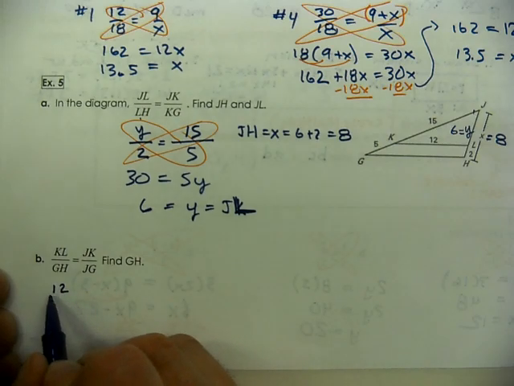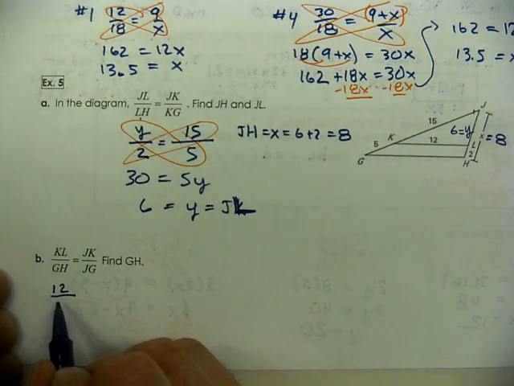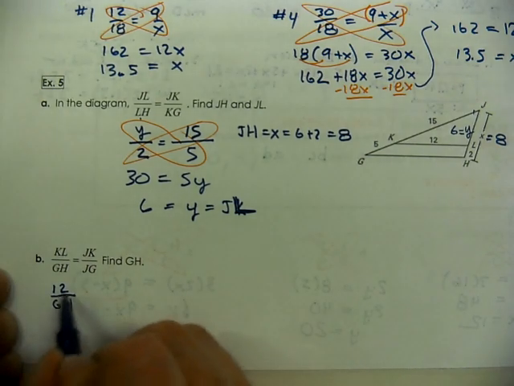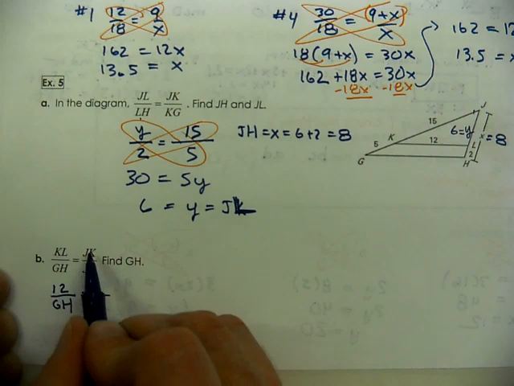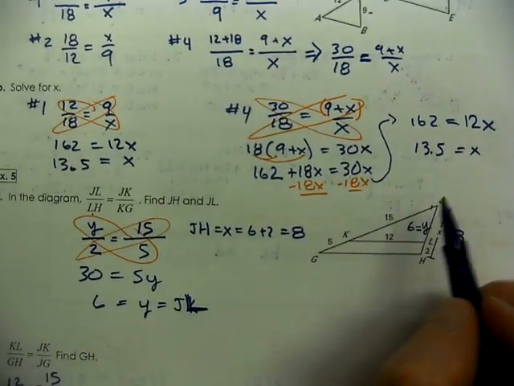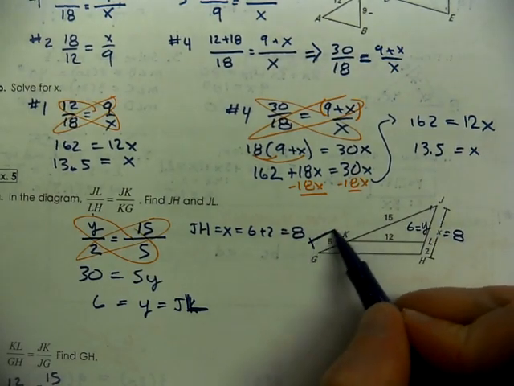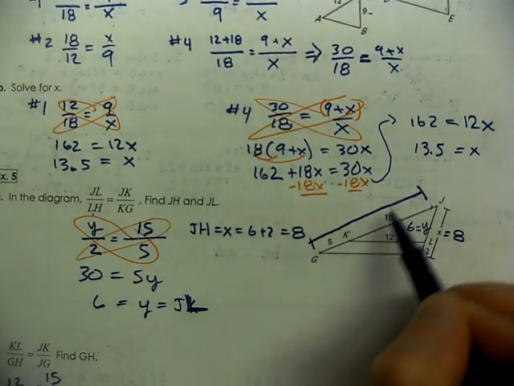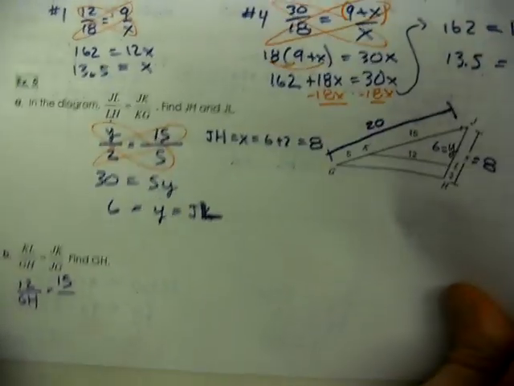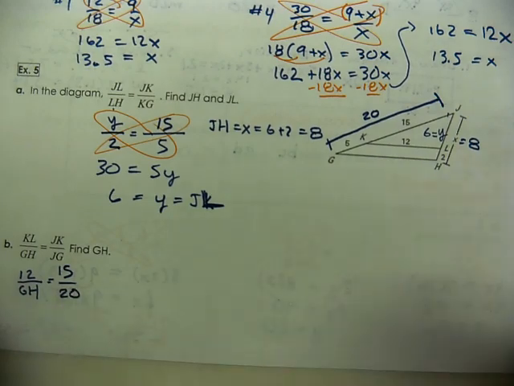Right, KL is 12. GH is unknown, right? So that's your variable. So you can pick a letter or you could just call it GH. That's going to be the variable we need to solve for. And then JK is the 15 and JG is, well, JG is this entire length. So we have to add up those pieces. We have to add up the 15 and the 5 to get to the 20. So that side is 20. That's your setup.